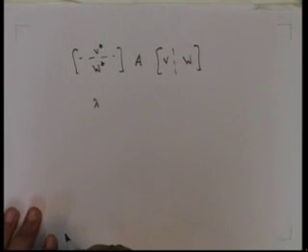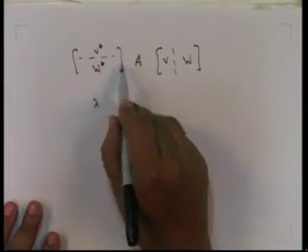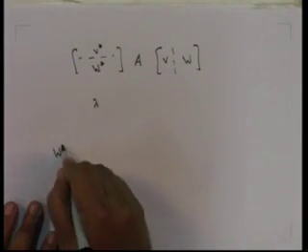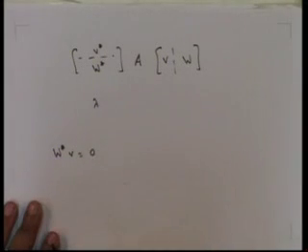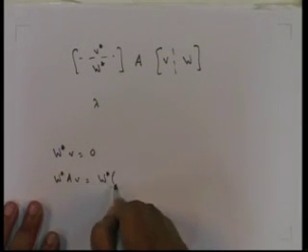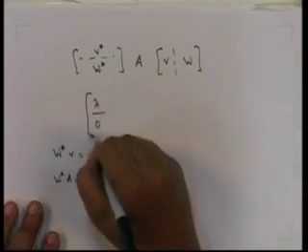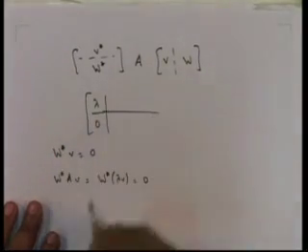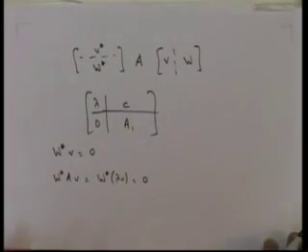Is that okay? A times V is lambda V, and W star acting on V is what? This is 0. Therefore W star A V is W star lambda V, which is 0. Therefore this is 0 in the resulting matrix. The rest of it we don't care. Is that okay? The rest we don't care.